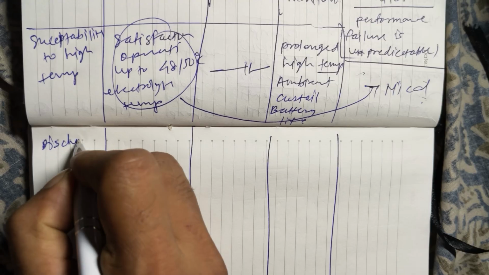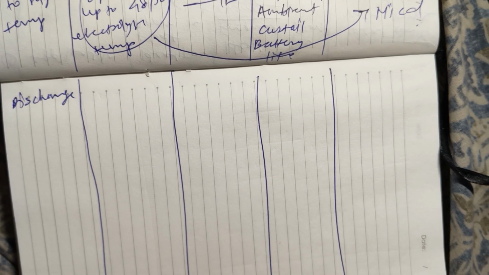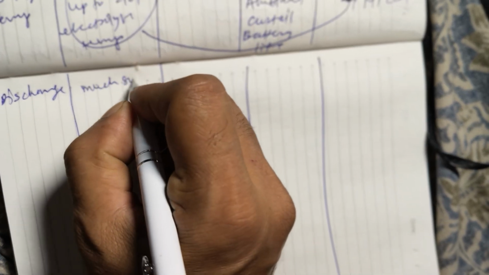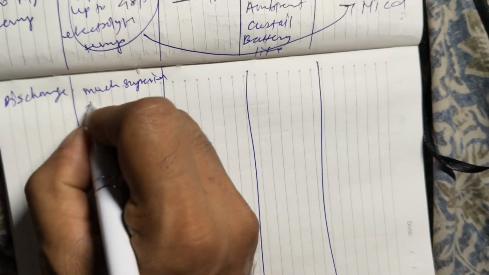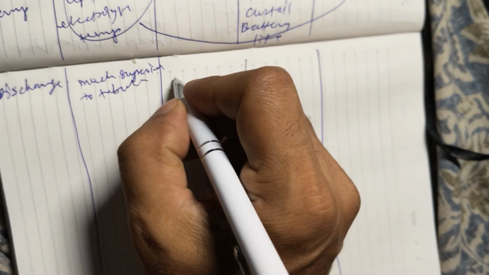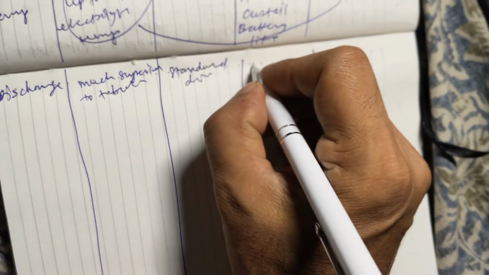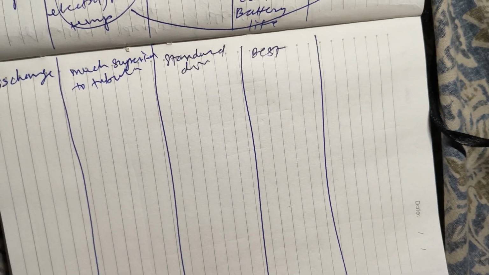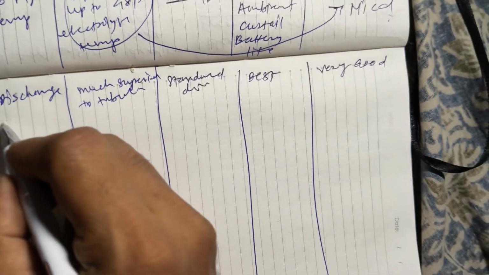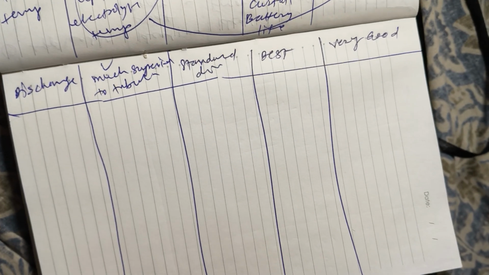Discharge. In plante type, much superior to tubular. Here in tubular, standard discharge. VRLA is best. Discharge performance is very good in NiCd. So the discharging characteristics we have studied. Plante is much better.